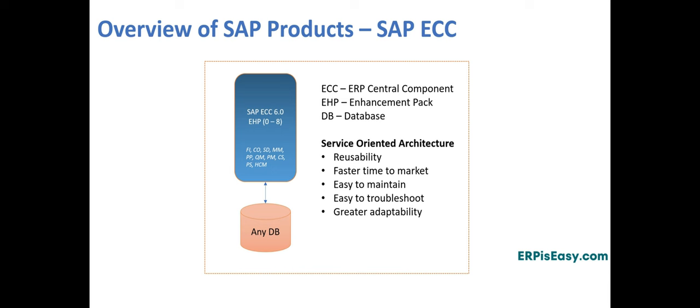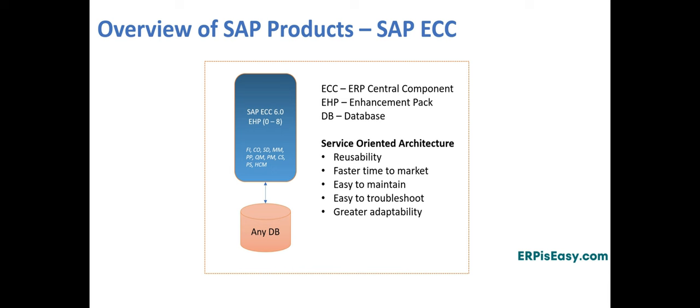SAP recommends that its customer base use Cloud Application Lifecycle Manager, which is also known as CALM, going forward. We will discuss CALM in this course as well. If you would like to learn more about Solution Manager 7.2, please use the links that are shown in the slides. The next product we are going to discuss is SAP HANA.